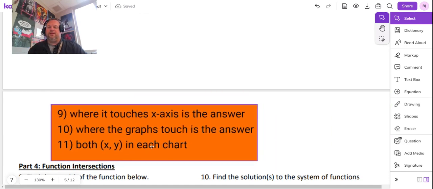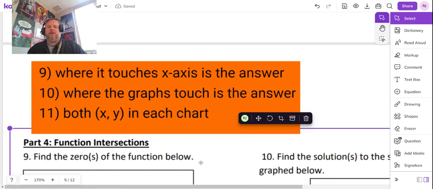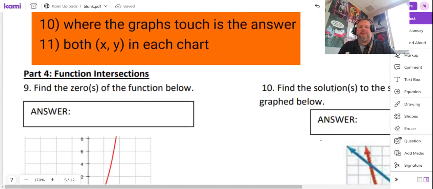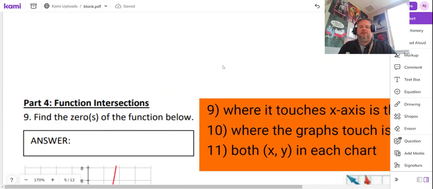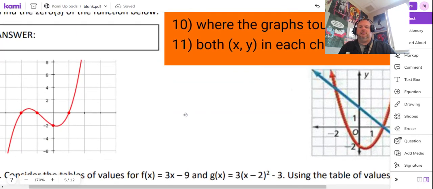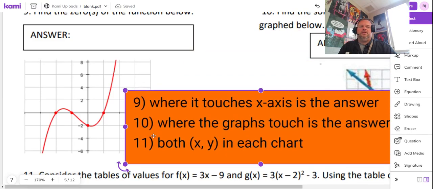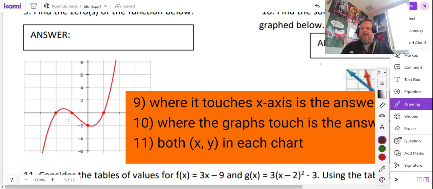All right. So for 9, what I have on my orange sheet is where it touches the x-axis is the answer. Okay? So where it touches the x-axis is the answer. Now, I want to move that around a little bit. So where it touches the x-axis, let's look at it. It touches 1, 2. This one happens to have 3.